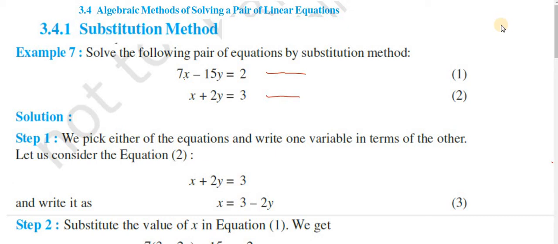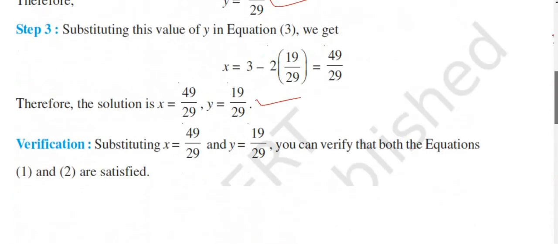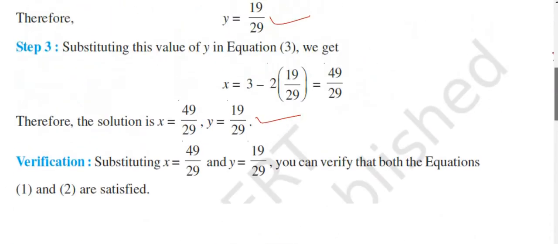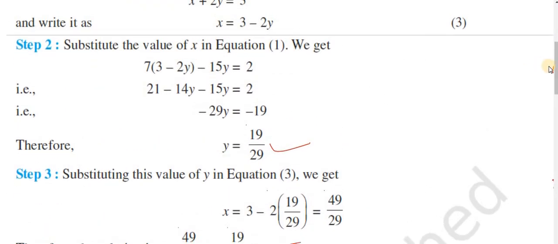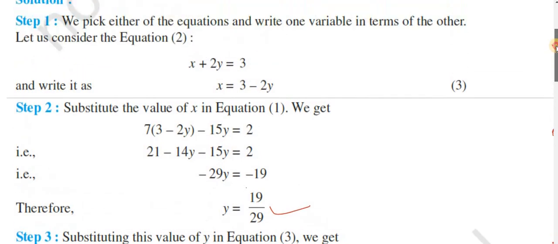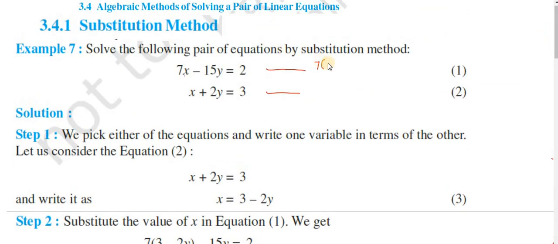Okay, I'll take equation 1 and verify here. So 7 times, what is the x value for me? Our x value is 49 by 29 and y value is 19 by 29. So 7 times 49 divided by 29 minus 15 into 19 by 29, which is equal to 2.